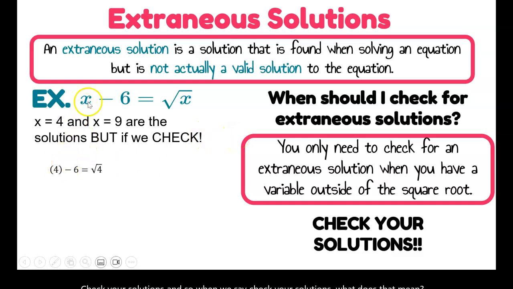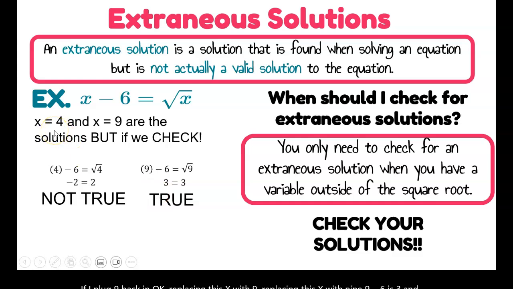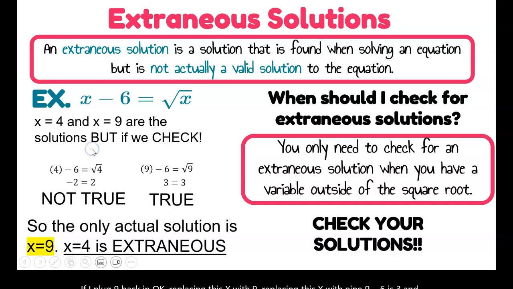If I replace the x in the original equation with 4, I see that 4 minus 6 is negative 2, and square root of 4 is 2. Negative 2 does not equal positive 2. Those are 2 different numbers. It's not true. If I plug 9 back in, replacing this x with 9, 9 minus 6 is 3, and square root of 9 is 3. 3 does equal 3. That's true. So between x equals 4 and x equals 9, my only valid answer is x equals 9. X equals 4 is extraneous because it doesn't actually work out.